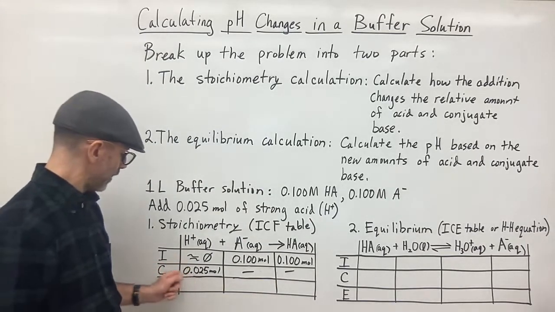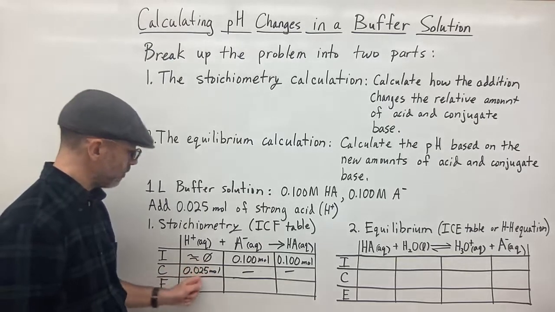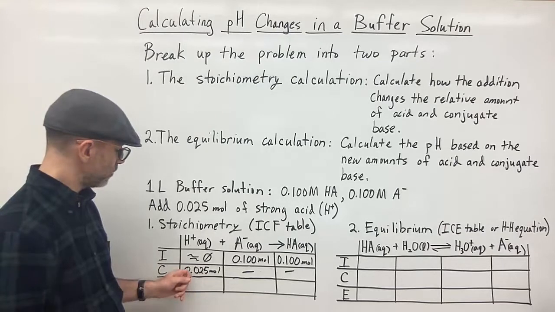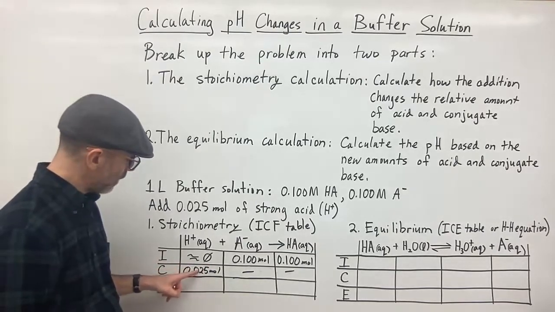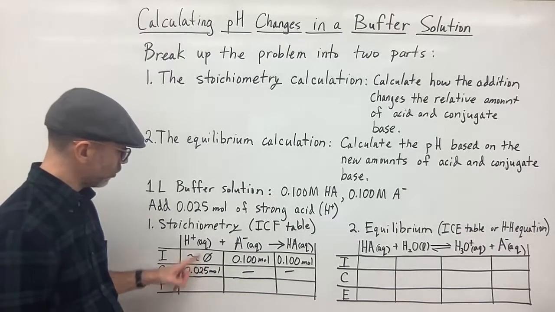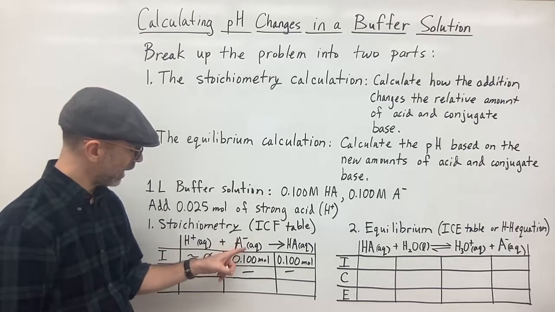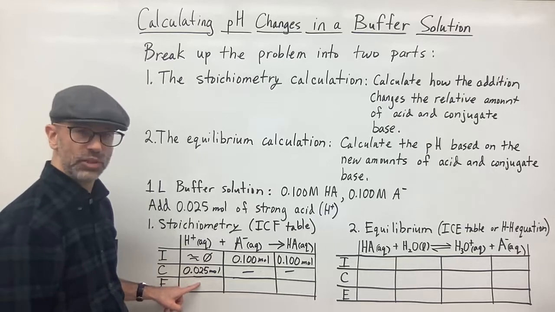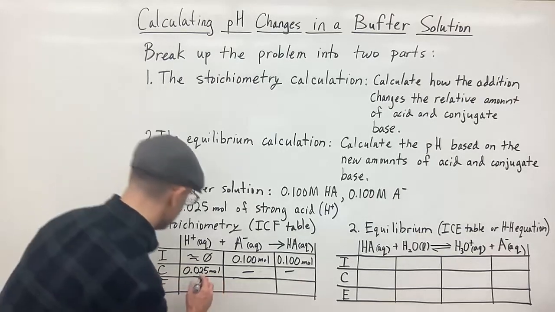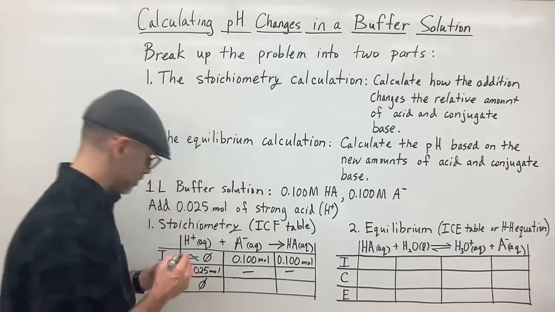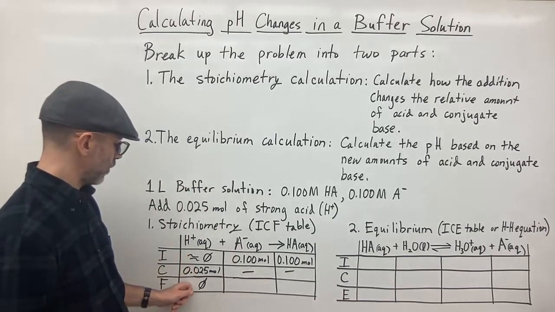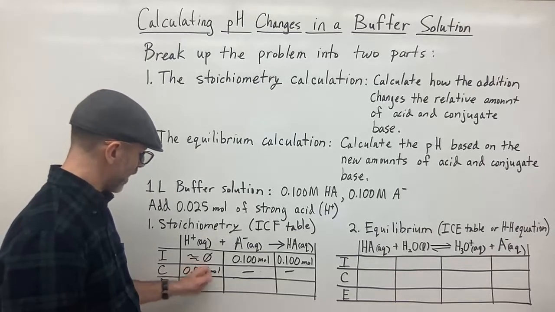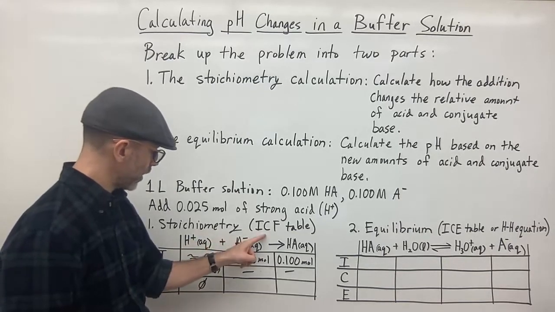So I'm adding this amount of my H plus, my strong acid. And so what I know is this amount of my strong acid is going to react completely with my A minus. So in the end, my final amount of H plus is going to be 0 again. So I end up with 0, but I know that if all of this reacts, it's a 1-to-1-to-1 ratio.